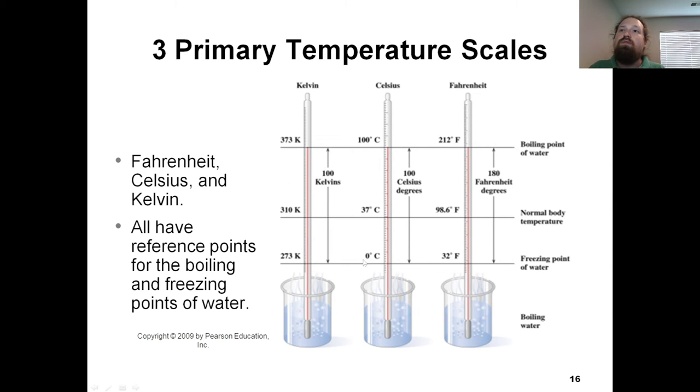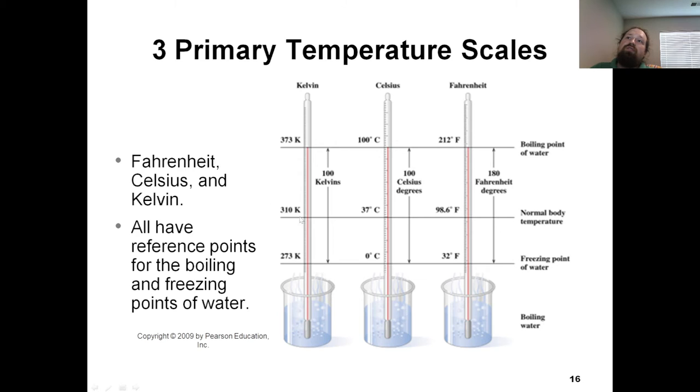For example, the freezing point of water on the bottom line here, 273 Kelvin is the freezing point of water. That corresponds to 0 Celsius. That corresponds to 32 Fahrenheit. Up here on this line is the boiling point of water. That's 373 Kelvin, 100 Celsius, and 212 Fahrenheit.